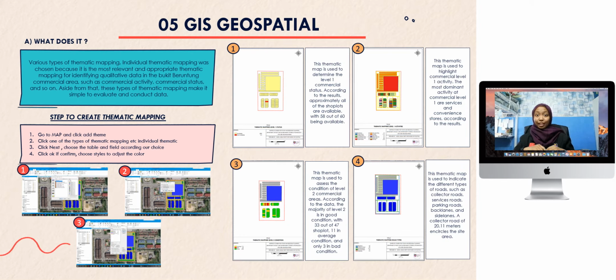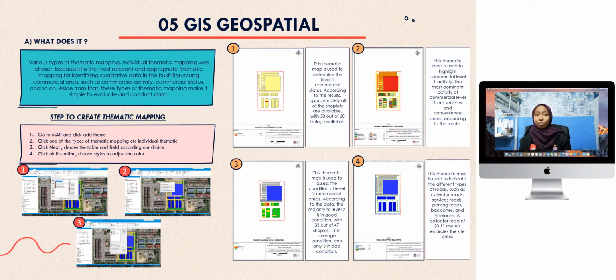Alright, so the second last panel is just geospatial. The first one is what does it? So individual mapping was chosen because it is the most relevant and appropriate thematic mapping for identifying qualitative data in Bukit Beruntung commercial area, such as commercial activity, commercial status, and so on. Okay, so for the thematic mapping, I have stated 4 maps.